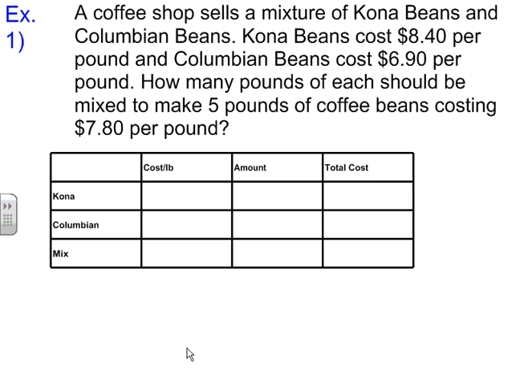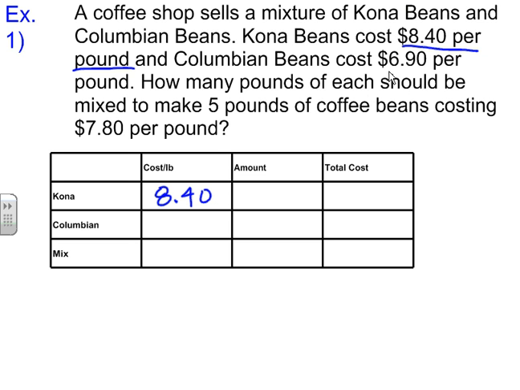Like I mentioned a moment ago, it's good to have things to help you organize yourself, to see what's going on, and take information out of a word problem so that you can see what you need to write where. So let's take a look at this. If we go back to the sentence, it says Kona beans cost $8.40 per pound. So I'm going to find Kona beans and write 8.40 because that's the cost per pound.